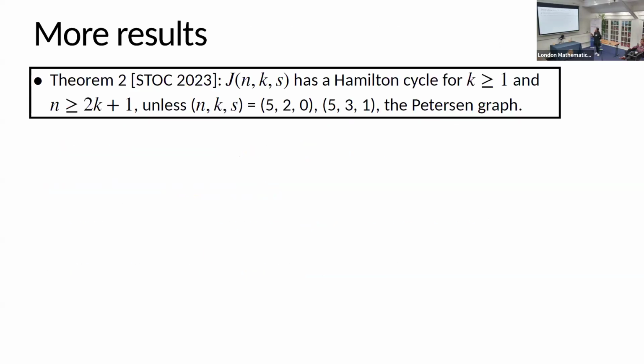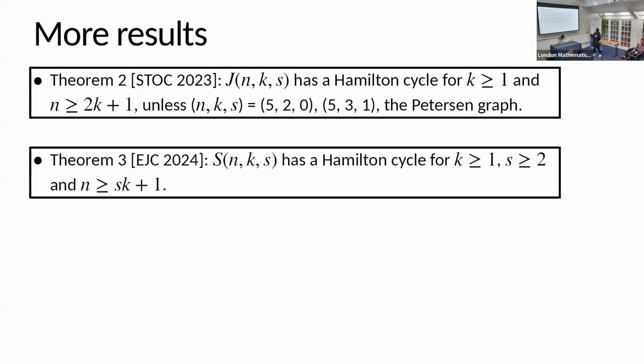Intersecting set systems. So I'll just give you some more results. The generalized Johnson graphs are also Hamiltonian for all k at least 1 and n at least 2k plus 1, unless n, k, and s are these 3 triplets, which is just your normal Petersen graph.